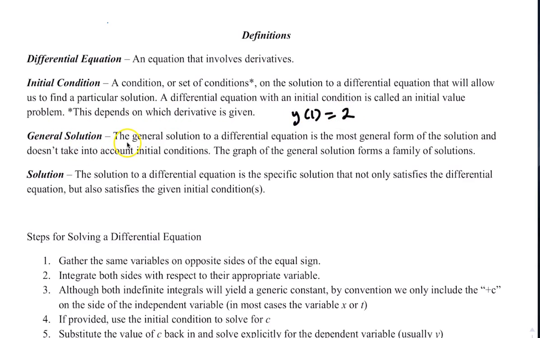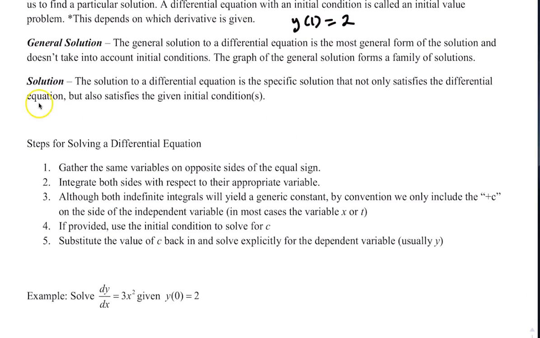The general solution to a differential equation is the most general form of a solution and doesn't take into account initial conditions. So this is before you plug in your initial condition, you have a general solution. And a lot of times you might just leave it like that. Sometimes you have to use the initial condition to find what we call a solution. A solution to a differential equation is a specific solution that not only satisfies the differential equation but also satisfies the given initial condition.